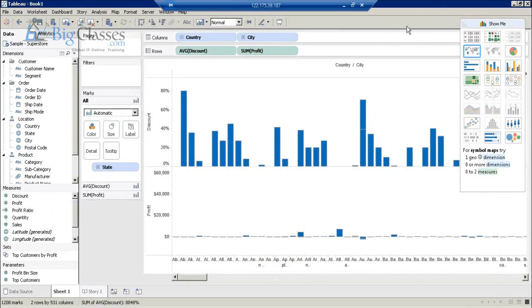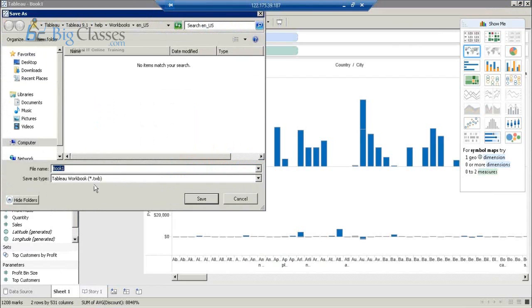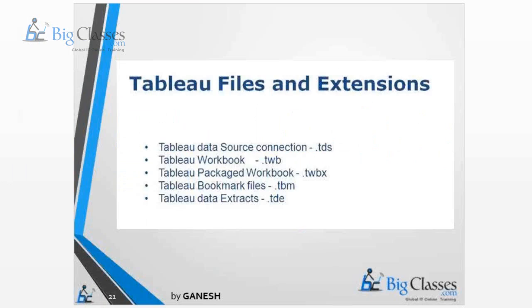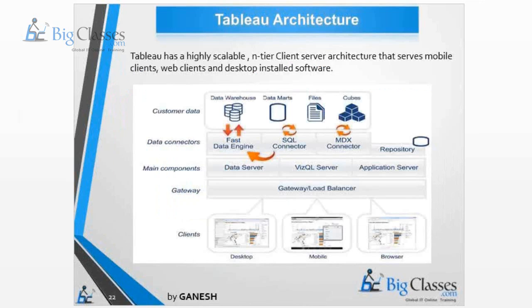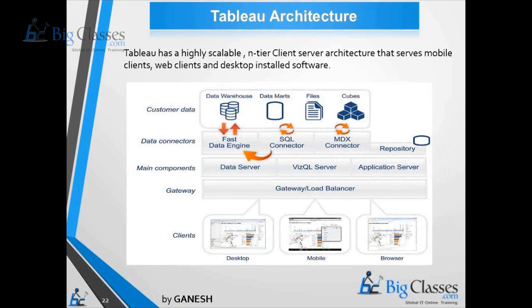Tableau never considers the naming convention that you give. It considers the file based upon the extension. Look at this, TWB, Tableau workbook. So based upon the file extension, it identifies it at the backend level. That is the reason each and every layer, at a server level or at a desktop level, will have these extensions. And this is the architecture of Tableau.